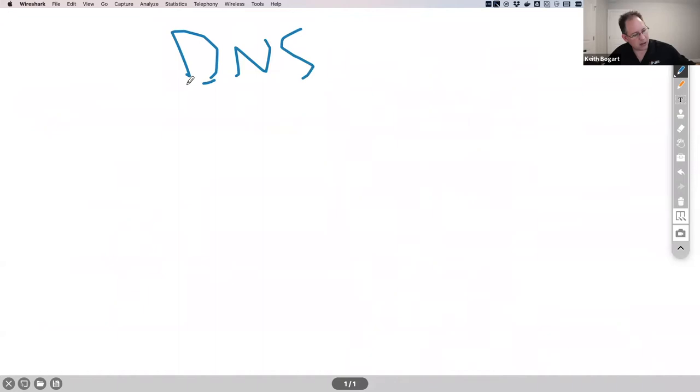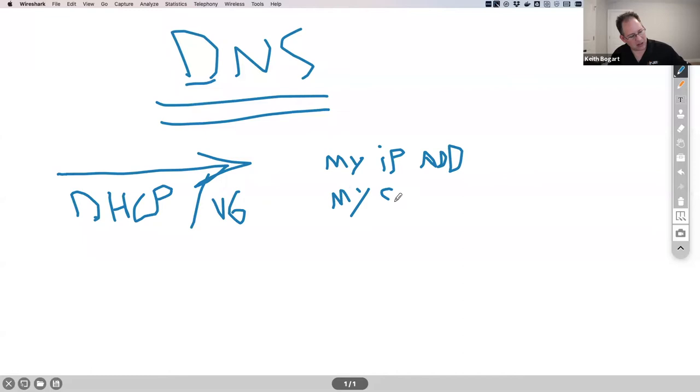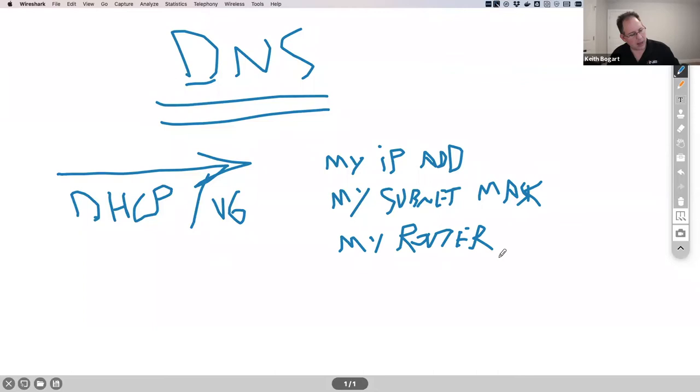So when you first join an IPv4 or an IPv6 network, you're most likely doing DHCP, could be DHCPv6 if you're talking about IPv6. And when you do DHCP, what you're going to learn is my IP address, my subnet mask, my router, I'll learn his address, and I'll learn the IP address of a DNS server.